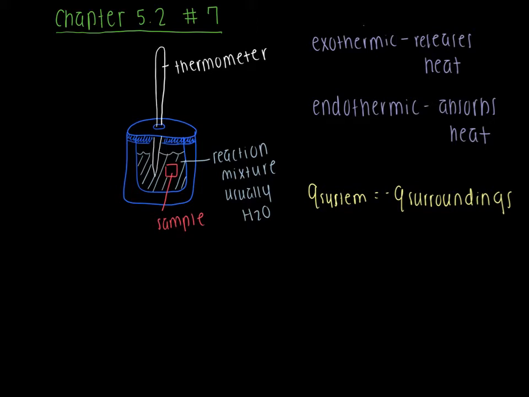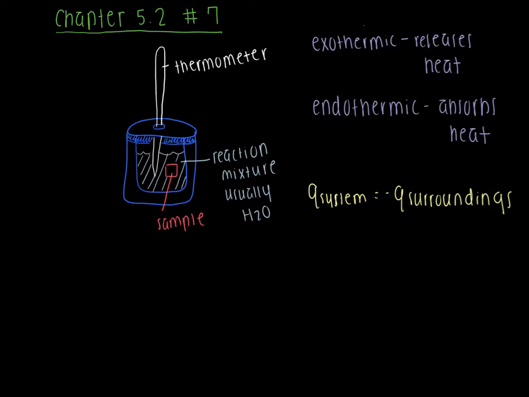Here I have drawn a calorimeter, and this just gives a visual idea of what is taking place in this problem. Calorimetry is the process of measuring the amount of heat released and absorbed in a chemical reaction. The change in heat can determine whether the reaction is exothermic, which releases heat, or endothermic, which absorbs heat.